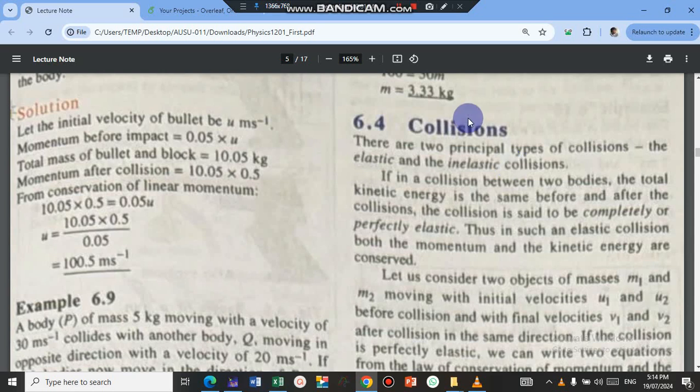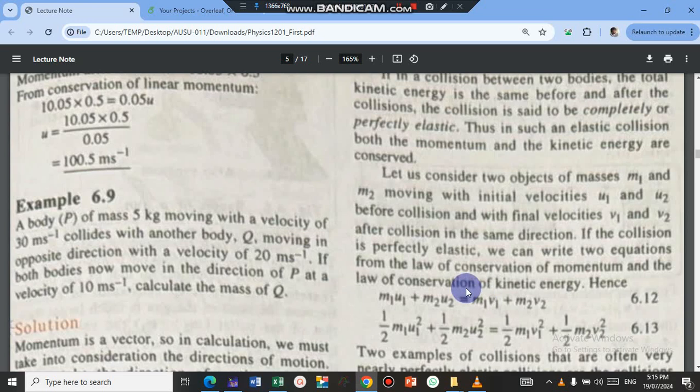But if the collision is elastic, kinetic energy is conserved, momentum is also conserved. They say if in a collision between two bodies, the total kinetic energy is the same before and after the collision, it is said to be completely or perfectly elastic. Thus, in such an elastic collision, both the momentum and the kinetic energy are conserved. That is the meaning. But for inelastic, only momentum is conserved, but kinetic energy is not conserved.